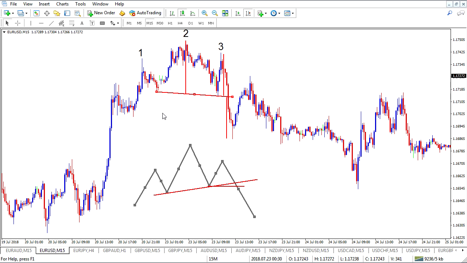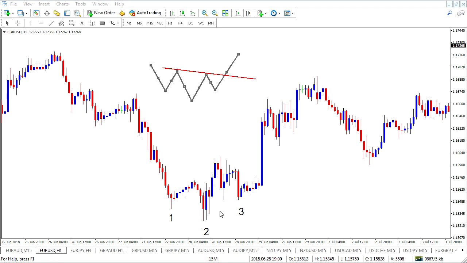Now, this is called the head and shoulder formation, and this is in a bearish market. This is the turn from a bullish market to a bearish market. So we're looking to trade short. So we're looking for a close below the neckline and then a move downward. So let's take a look at a bullish head and shoulders formation.